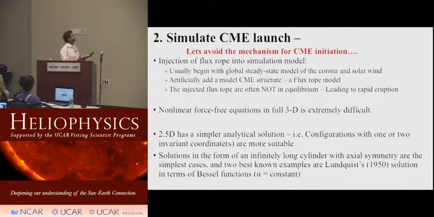Okay, so an example of creating this 2.5D is thinking of a cylinder, which is an infinitely long cylinder and its axial symmetry in the simplest case. And some of the best known solutions, a simple case, is what I was kind of alluding to right at the beginning of what a flux rope is, and that's created through Bessel functions, and it's known as a Lundquist solution, one of the first.